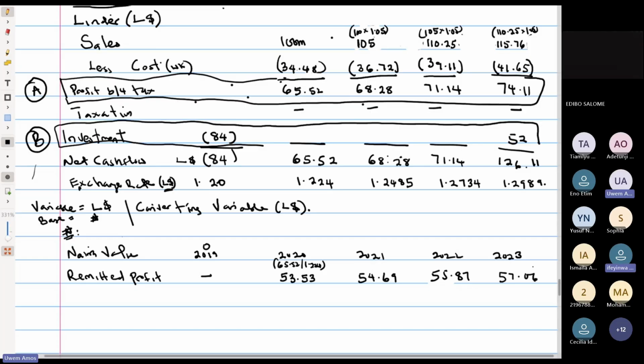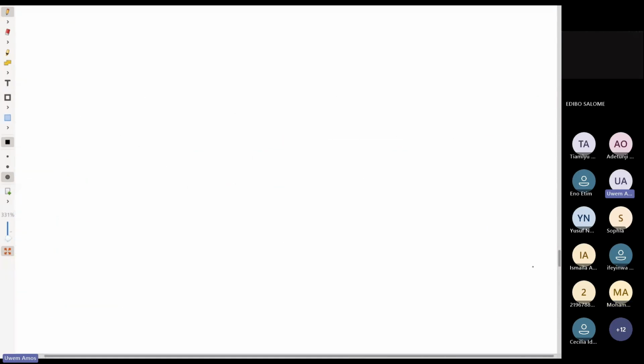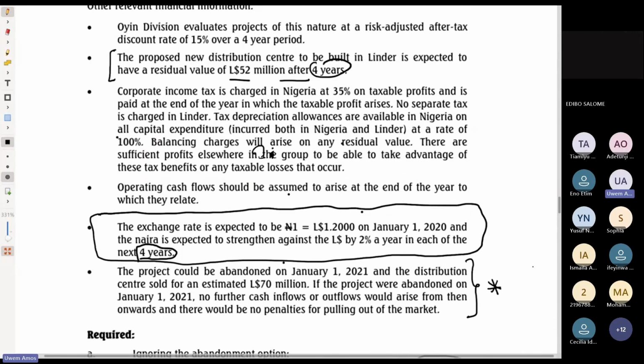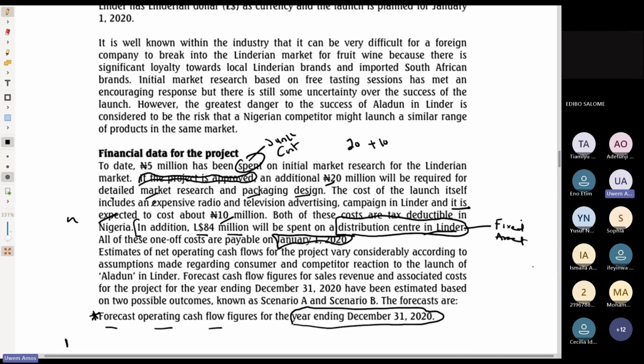We have an expense that is said to be tax deductible in Nigeria. Don't forget that. We read that expense before, but we said that we're going to keep it on hold until we get to Nigeria. Can you remember the expense? It was right in the paragraph. Yeah, 10 million and 20. So we have 20 and 10, both in Naira, giving us a total of 30 million.